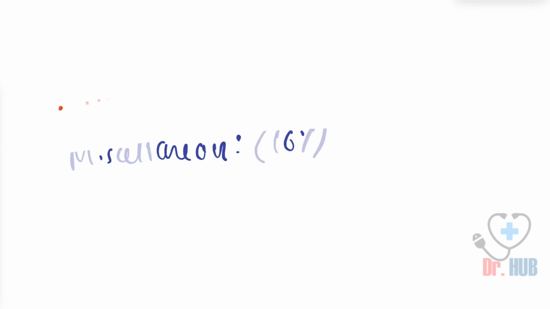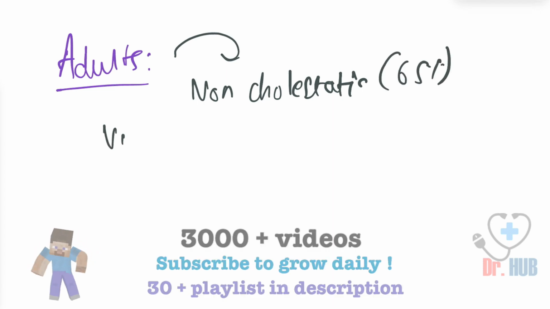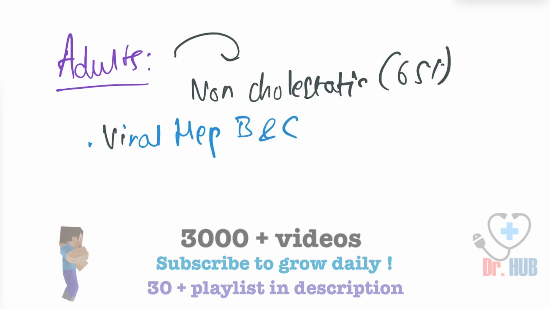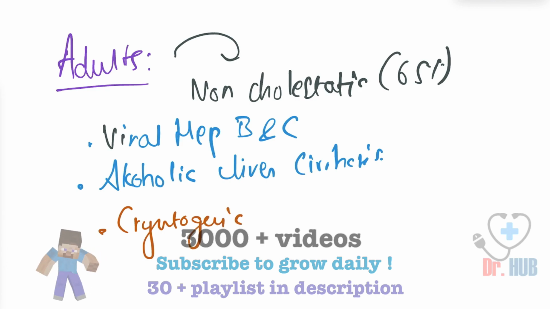Now we'll be answering our questions. The question we asked was in case of adults, what is the most common cause for indication for the liver transplant? It is the non-cholestatic. Non-cholestatic amounts to about 65%. It includes viral hepatitis B and C, then the alcoholic liver cirrhosis, then the cryptogenic. So all these are included in case of the adults.